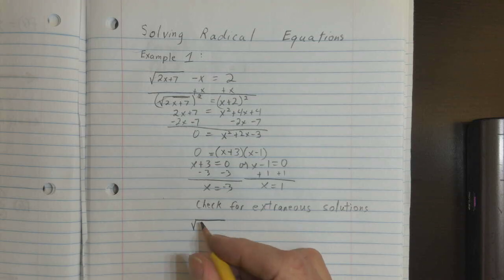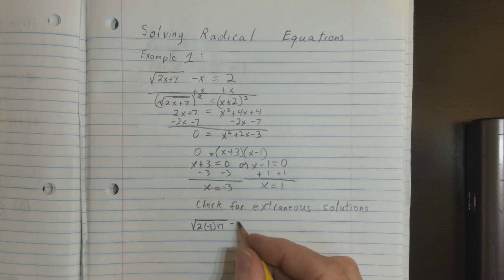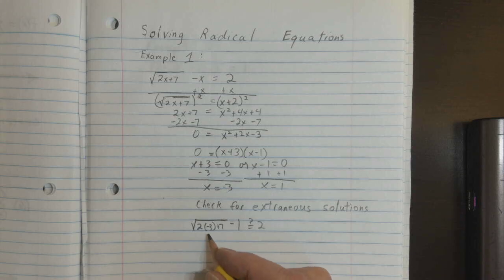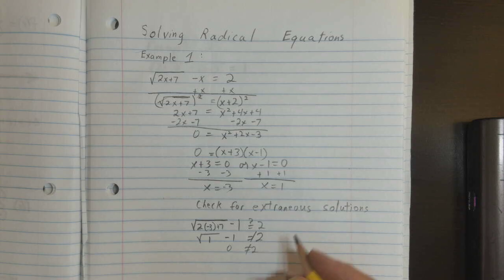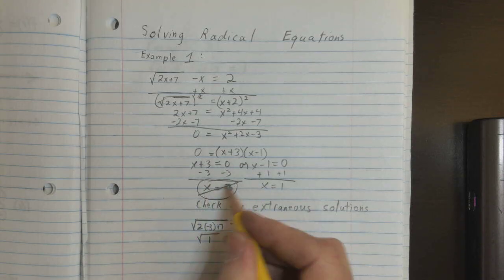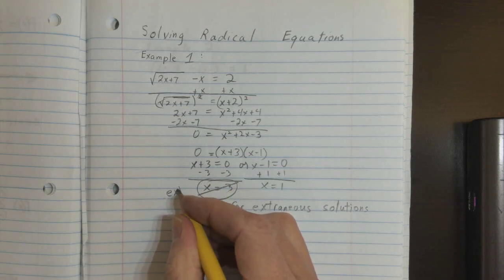I'm going to check negative 3. I'm going to take 2 times negative 3 plus 7, subtract 1, and see if that's going to equal 2. So this is the square root of 1. Negative 6 plus 7 is 1. Minus 1, that's not going to equal 2. That's 0. Okay, so this one is extraneous.